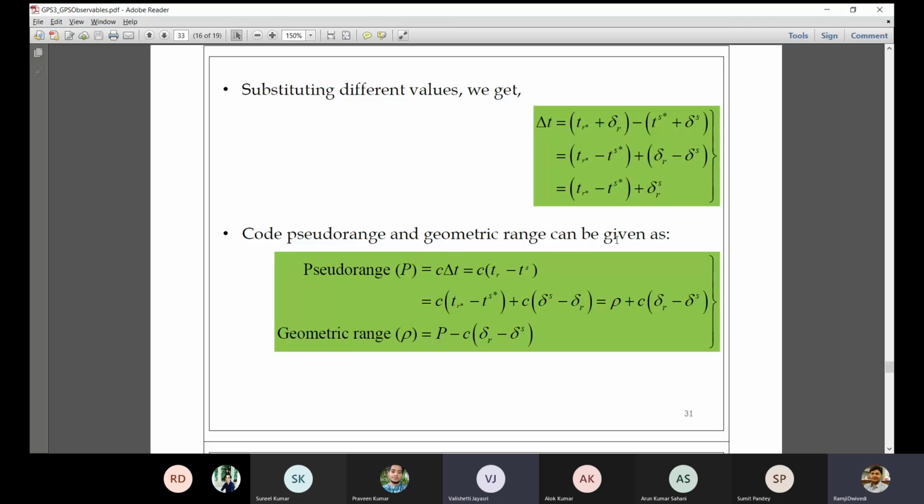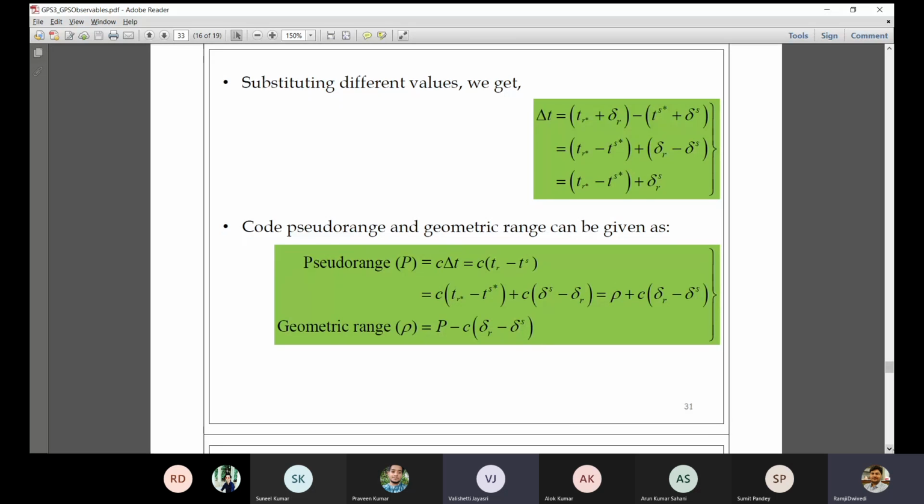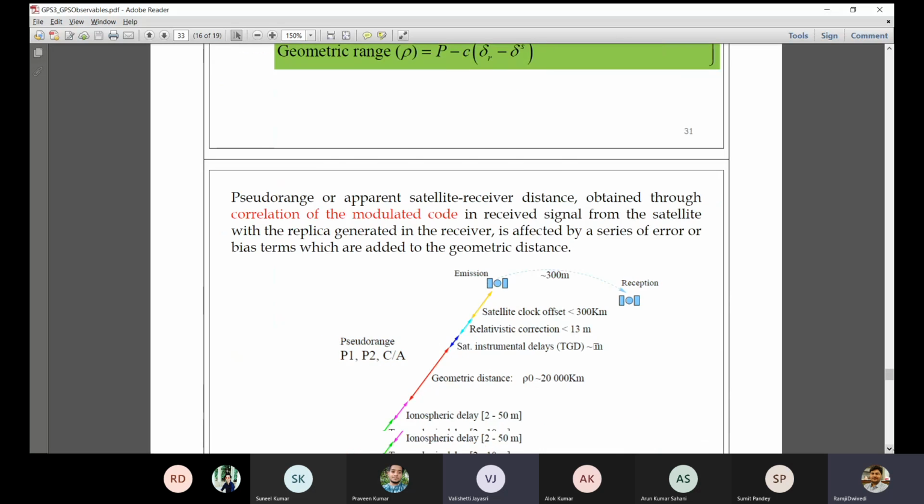So I hope there is no problem. This geometric range is written as pseudo range minus this error term or delay term. Okay, let us understand this.